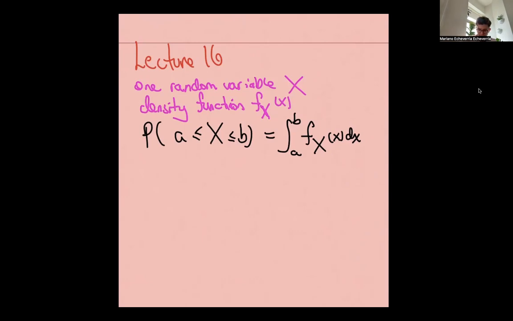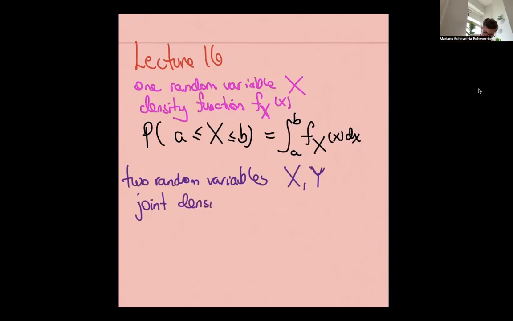Once you have two random variables, X and Y, what you have instead of the density function is this joint density function. So you have the joint density function. There are two ways to think about it, but in either case we need a picture of what's going on.